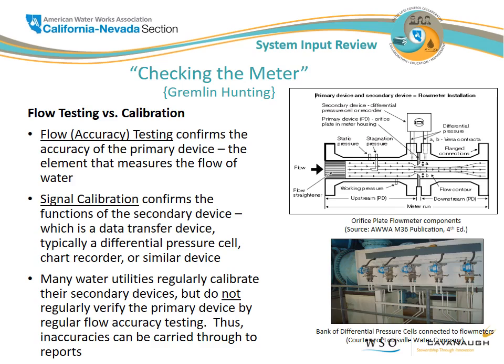And notice we very clearly distinguish between these two terms. Flow or accuracy testing is a comparative reading. It's essentially a hydraulic test where we are independently measuring the volume with either a separate meter or some type of volumetric displacement like a drawdown test that is providing us a secondary measurement or a different measurement that we can then compare back to the meter that is in question.